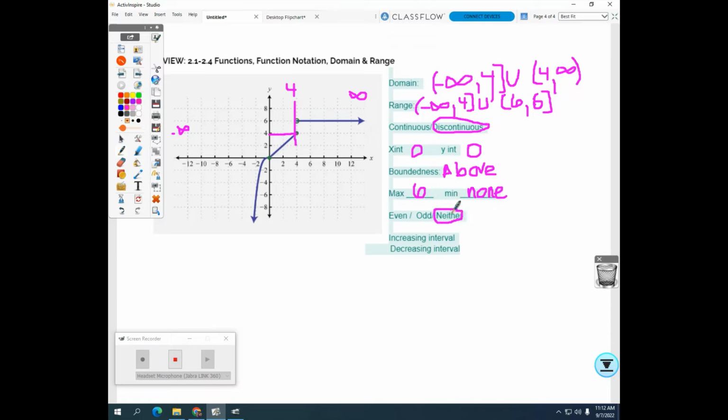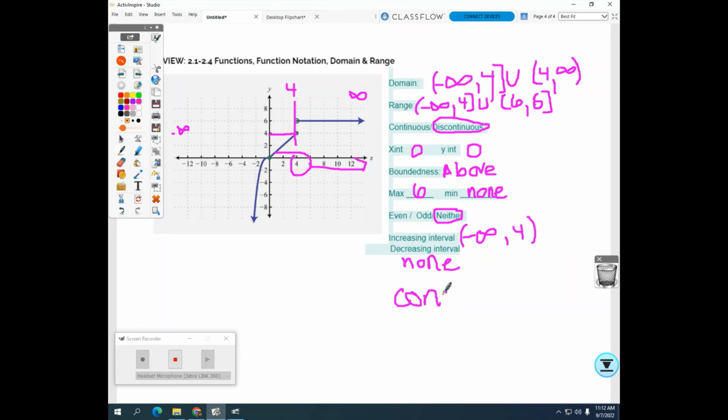All right. My increasing interval is from negative infinity all the way until I get to 4. Hold on, I'm increasing. It's from negative infinity to 4. And then I know it keeps going on, but it's constant. So the decreasing is none. And my constant interval, okay, it's going to be constant right here at 4 all the way to positive infinity. So that's going to be constant.